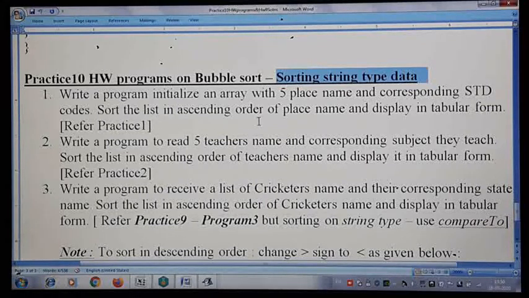Sort it in ascending order of place name and display it. So if you refer to the practice one program, you will be able to do it. First you learn the program and try to attempt the homework question. The second one is to read. The third one is to receive.